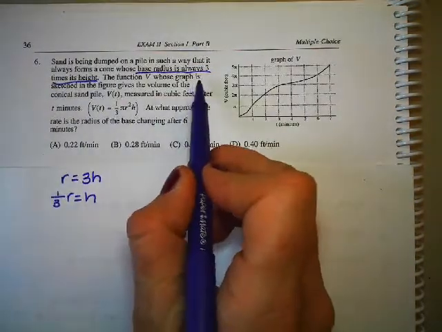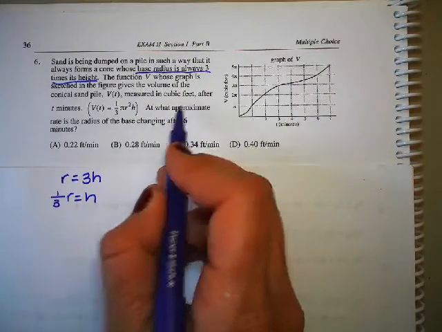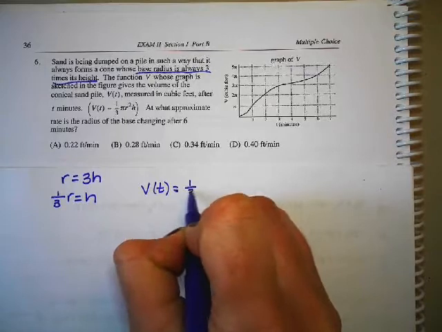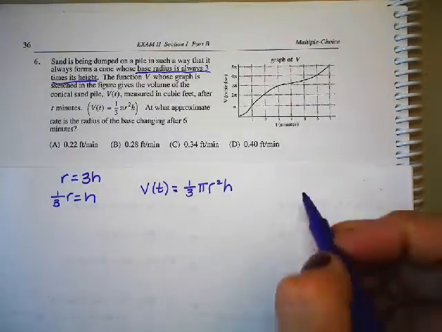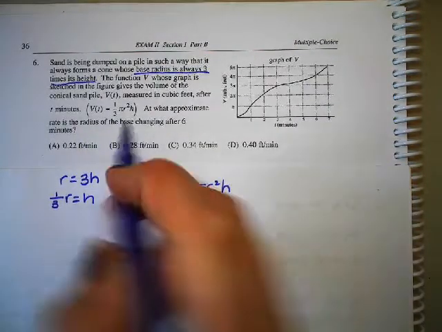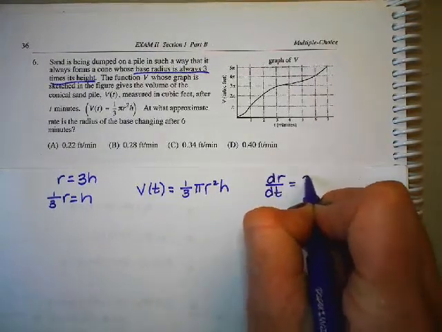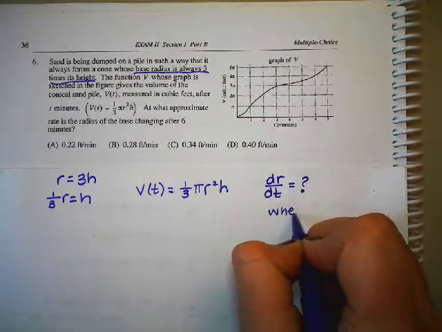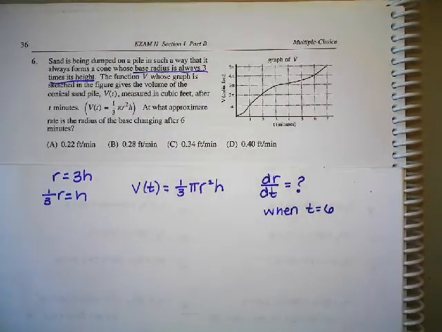The function V, whose graph is sketched in the figure, gives the volume measured in cubic feet as V of t equals 1/3 pi r squared h. At what approximate rate is the radius changing? So what I'm looking for is the rate that the radius is changing, dr/dt equals question mark, after 6 minutes. So when the time is 6 minutes.